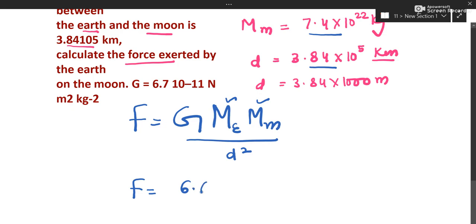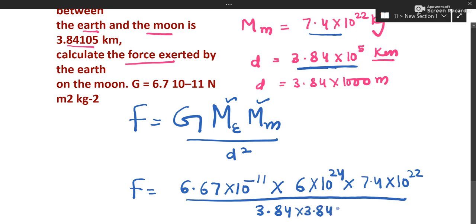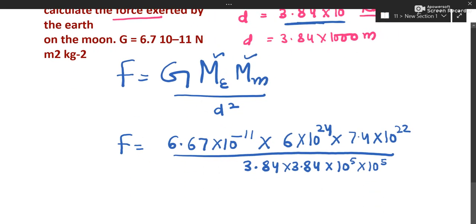This is 6.67 into 10 to the power minus 11. Mass of Earth is 6 into 10 to the power 24. Mass of Moon is 7.4 into 10 to the power 22. This is the distance and its square has to be written, so 3.84 into 3.84, I'm just writing twice. This is 10 to the power 5, so this also I'm writing twice, so basically it will be 10 to the power 10 downwards.